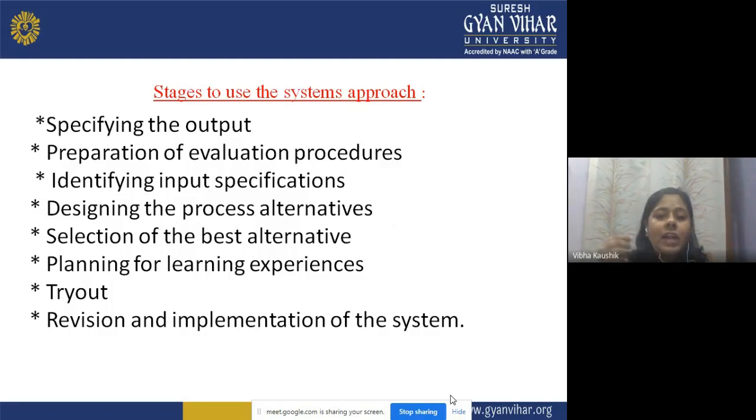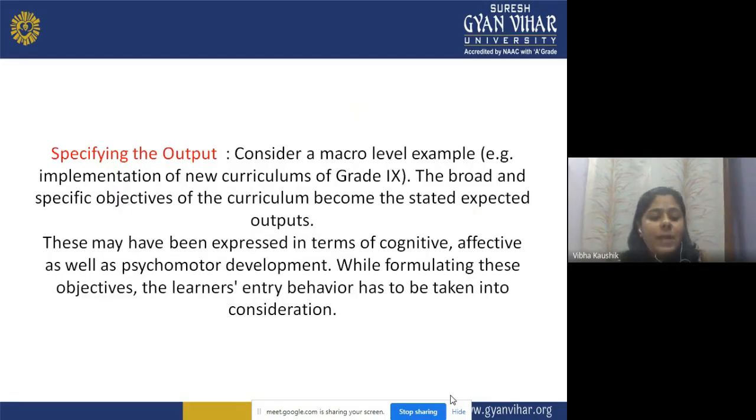Now we will define each and every stage in detail. Now, specifying the objectives. Now, what do you mean by specifying? Means clearly stating the output. What type of output I want after teaching that particular topic. Now, as a teacher, I have to clearly state that this will be the output. Consider a micro level example.